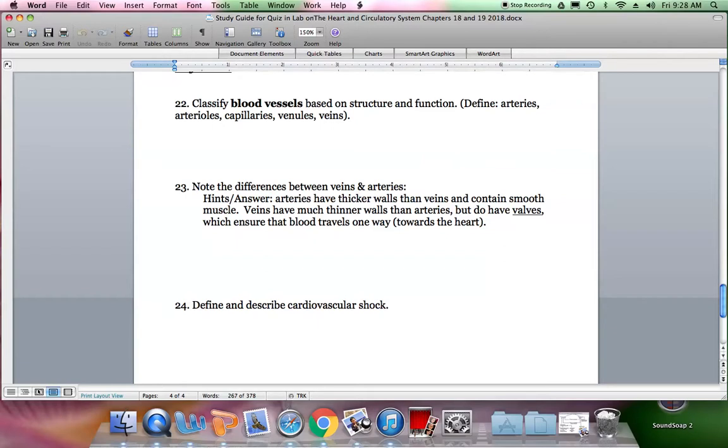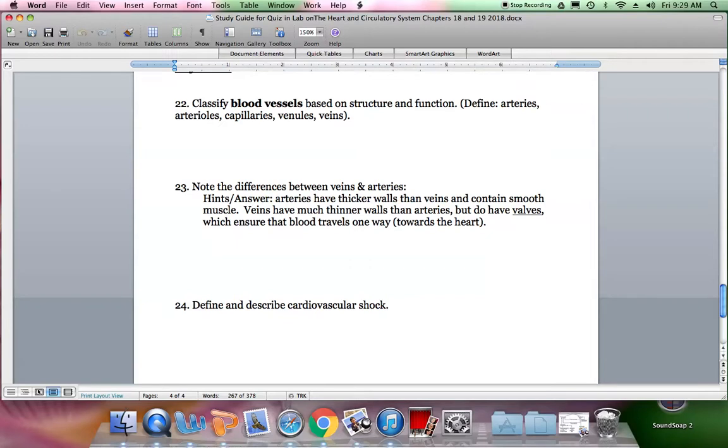So the major differences that I want you to remember are between veins and arteries. Arteries have thicker walls than veins and contain smooth muscle. This smooth muscle allows arteries to dilate, and that means open up to allow more blood flow, or constrict. When they constrict, it limits the blood flow to certain areas so that volume of blood will be available to go where it's needed in the body.